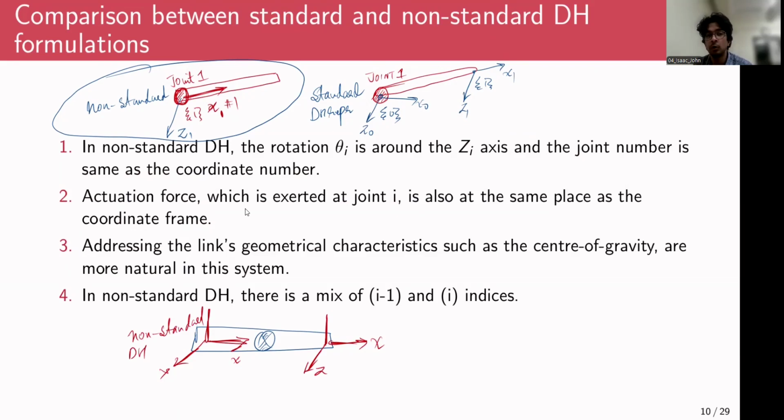i, you do so by four successive transformations: a pure rotation about x_{i-1}, a pure translation about x_{i-1}, a pure rotation about z_i, and a pure translation about z_i. So here you can see that there is a mixture of i minus 1 and i indices. But in case of a standard representation, that would not be the case. There will only be a single index.